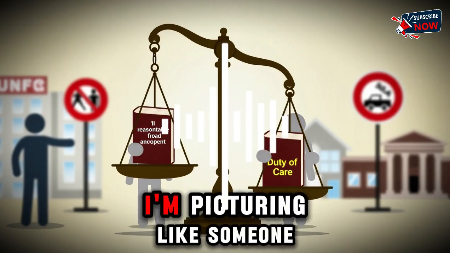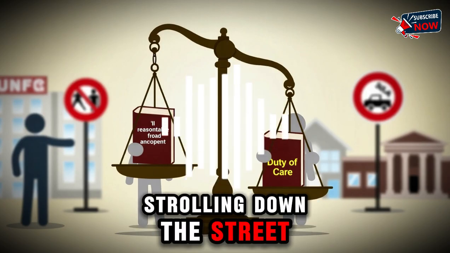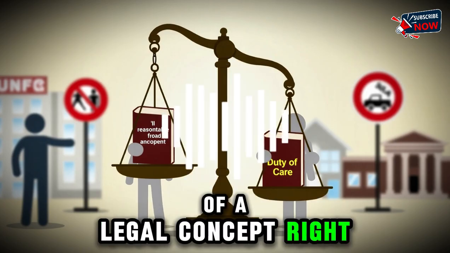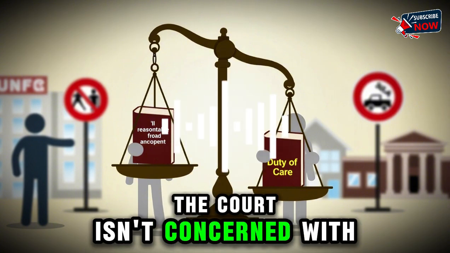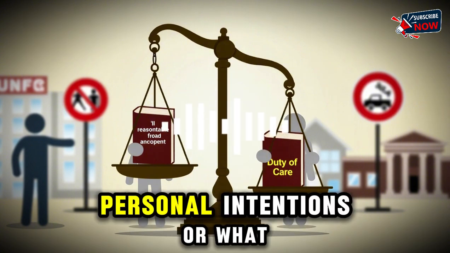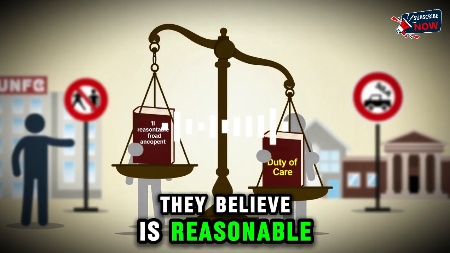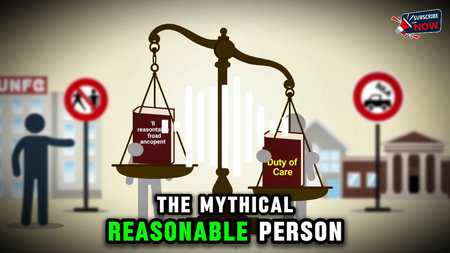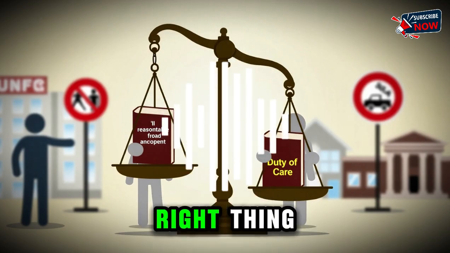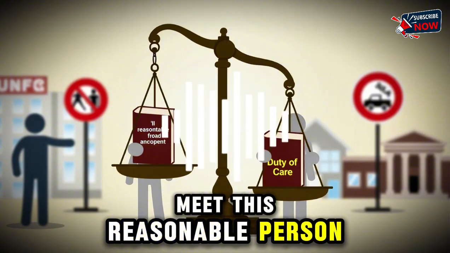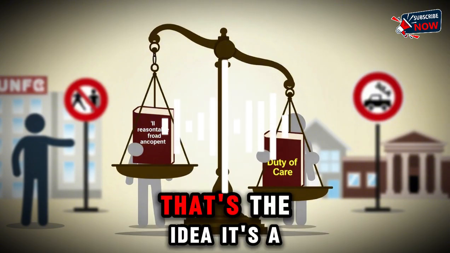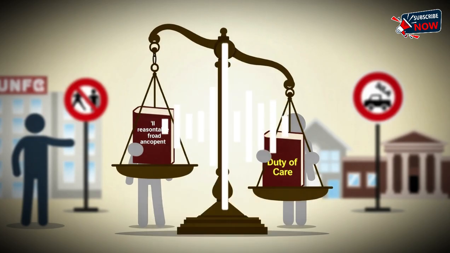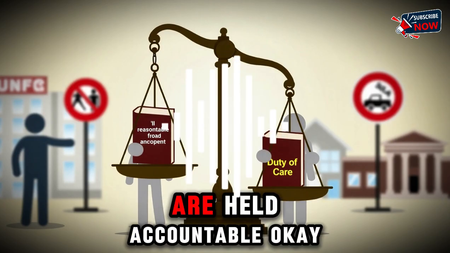The reasonable person, I'm picturing someone strolling down the street, just being perfectly average in every way. But this is more of a legal concept, right? It is. It's a legal concept. The court isn't concerned with the defendant's personal intentions or what they believed was reasonable. It's about comparing their actions to this objective standard, the mythical reasonable person. So even if I think I'm doing the right thing, if my actions don't meet this reasonable person standard, I could still be in trouble. That's the idea. It's a tough standard, but it's designed to protect people from harm and to ensure that those who act carelessly are held accountable.